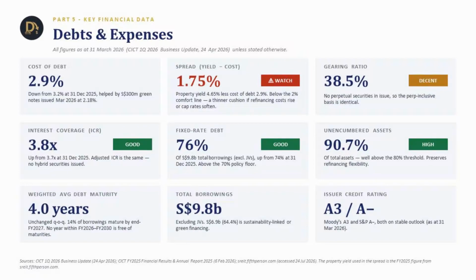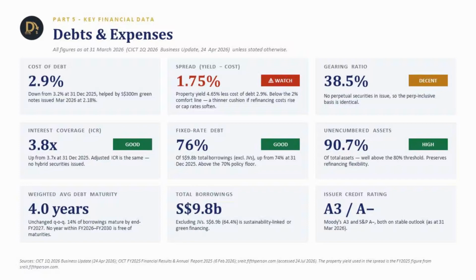I want to look at the yield spread. If we take the property yield of 4.65% and subtract this 2.9% cost of debt, we arrive at a spread of 1.75%. Right. Now, the source explicitly designates this 1.75% as a watch point, sitting below a 2% comfort line. Analyze the mechanical risk embedded here. The 1.75% spread provides a very thin numerical cushion. A REIT relies on the positive arbitrage between asset yield and debt cost.